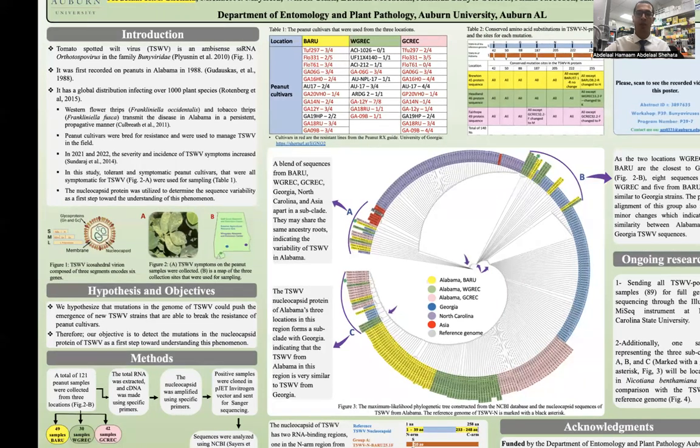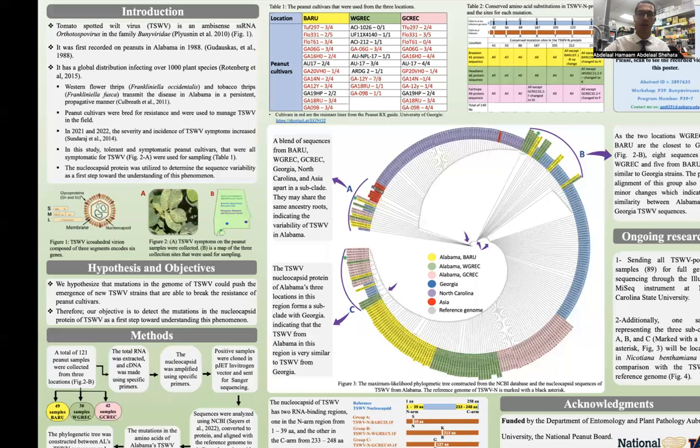Therefore, we started by utilizing the nucleocapsid as a first step to understand this phenomenon. The reason we chose the nucleocapsid, which is on the S segment, is because it is the most sequenced gene of this virus. So it has a lot of data available on the NCBI, which means that once we get our sequences back, we can compare them with the references on the NCBI, and it will help us to understand and analyze our data.